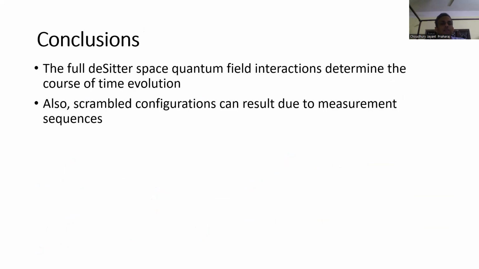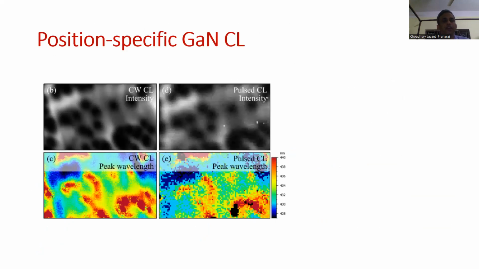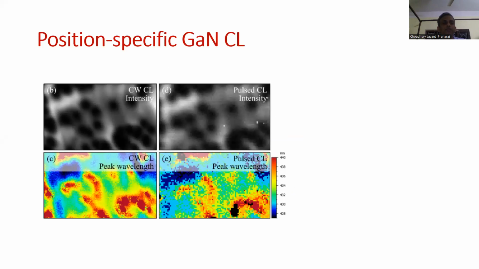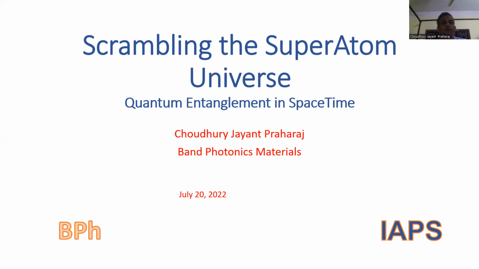So these are the basic considerations: quantum field interactions determine the course of time evolution, and scrambled configurations can be due to measurement sequences. These are just some other specific material systems that can be used in certain energy and timescale regimes to determine entanglement structures and states. There are some systems I have studied, so I have just some slides about them.